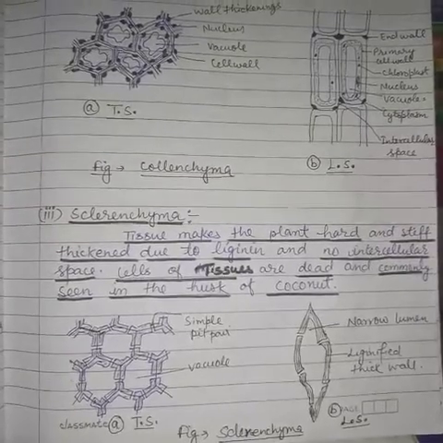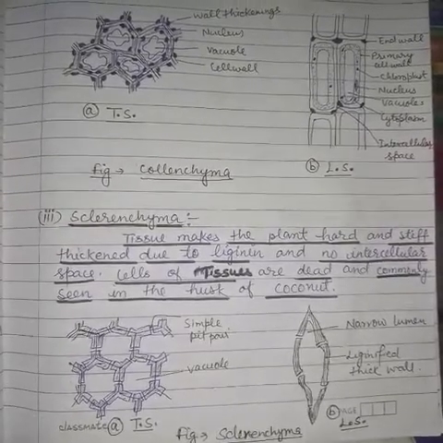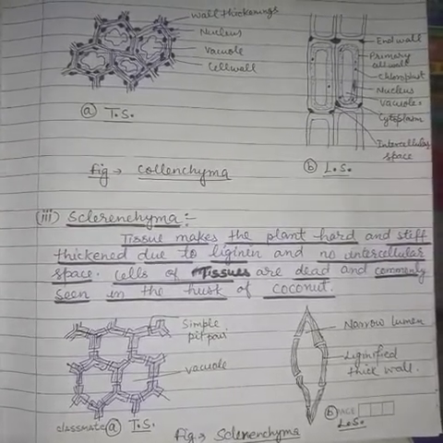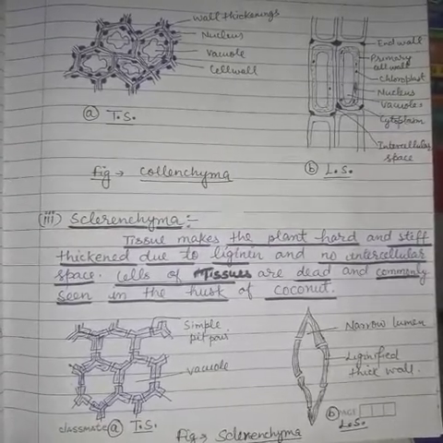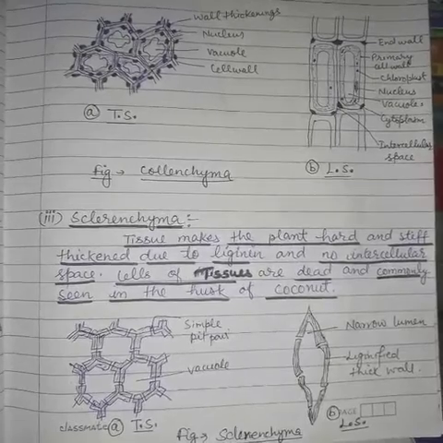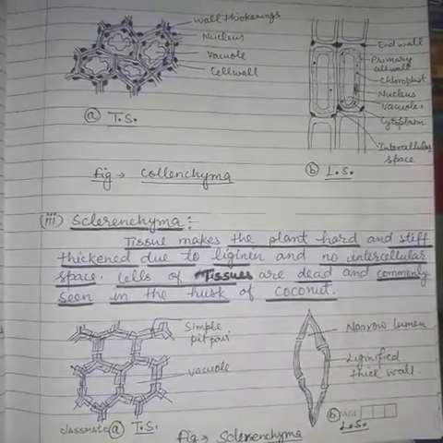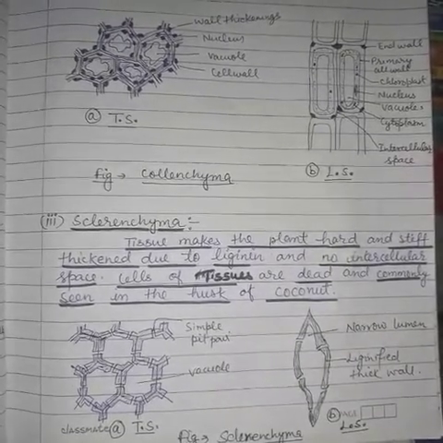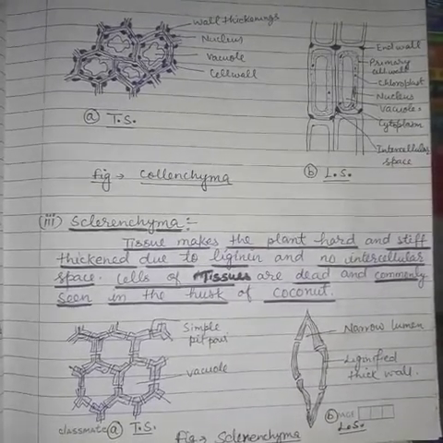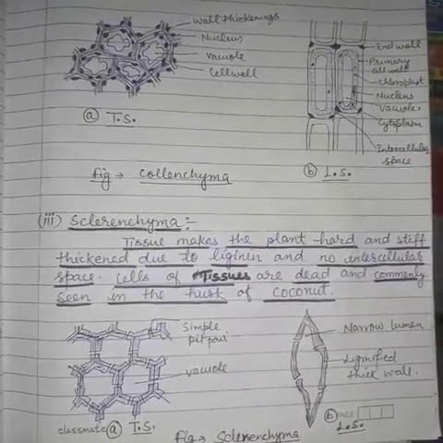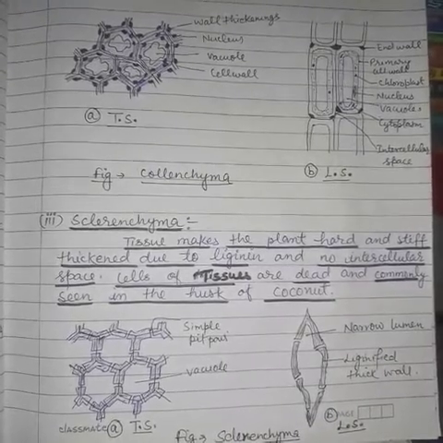And the third part of simple permanent tissue is sclerenchyma. Sclerenchyma tissue makes the plant hard and stiff, thickened due to lignin, with no intercellular space. Cells of this tissue are dead and commonly seen in the husk of coconut.